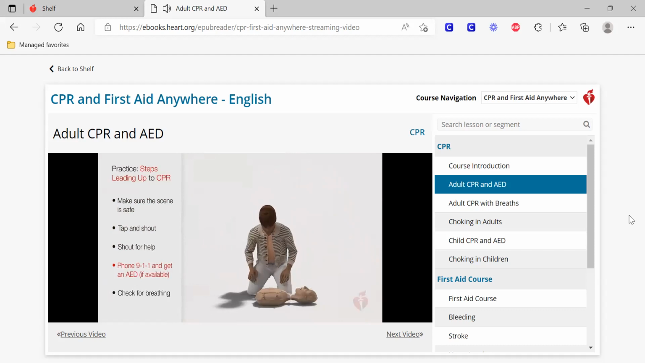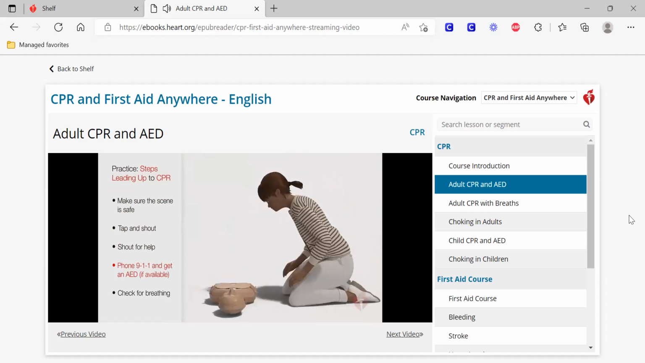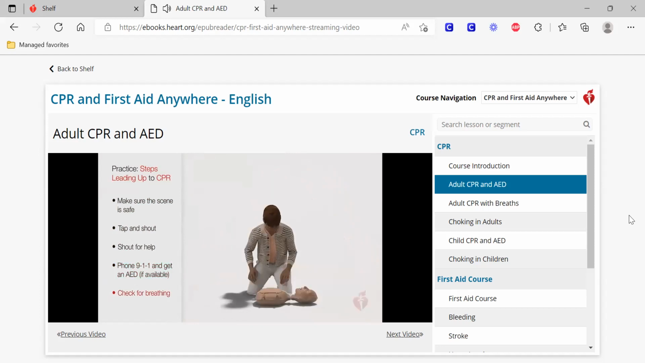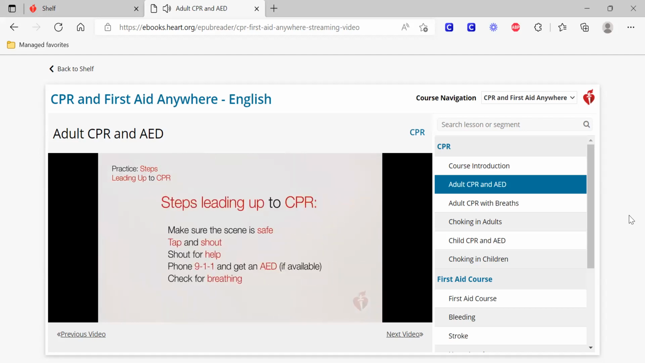You're not going to actually practice phoning 911 yourself. Check for normal breathing. Check for breathing for at least 5, but no more than 10 seconds. Great job. Now you know how to do all of the steps leading up to CPR.